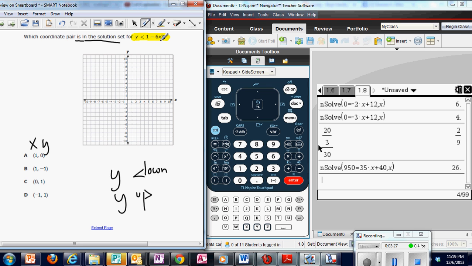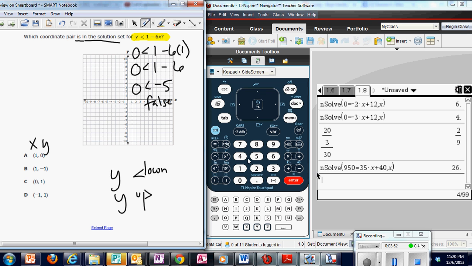Okay, so if y is a 0 and x is a 1, 0 is less than 1 minus 6 times 1. And we simplify. 0 is less than 1 minus 6. 0 is less than negative 5. And we know that that is not true. That is a false statement. And that's what the calculator is going to tell us.